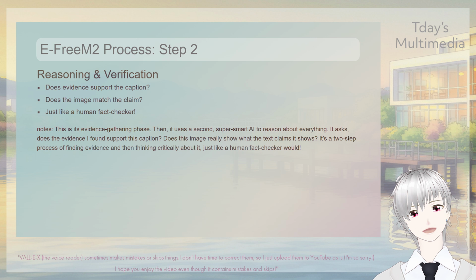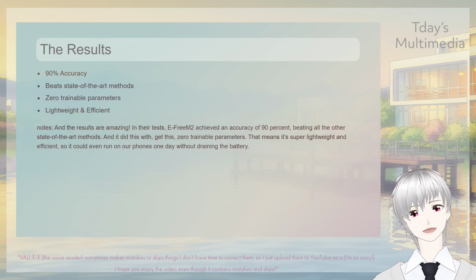Then it uses a second super smart AI to reason about everything. It asks, does the evidence I found support this caption? Does this image really show what the text claims it shows? It's a two-step process of finding evidence and then thinking critically about it, just like a human would. And the results are amazing. In their tests, E-FreeM2 achieved an accuracy of 90%, beating all the other state-of-the-art methods. And it did this with, get this, zero trainable parameters. That means it's super lightweight and efficient, so it could even run on our phones one day without draining the battery.